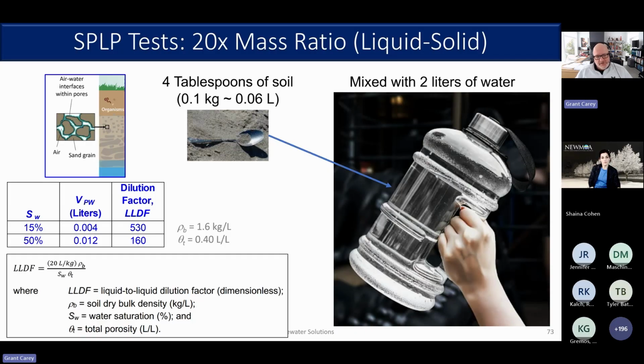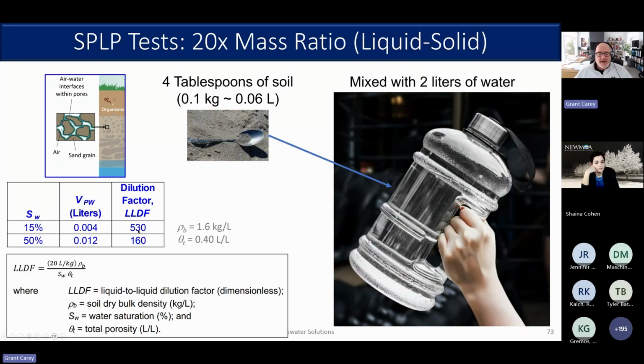So if you want to know what the dilution factor is, you have to look at what's the volume of liquid in the pore spaces in contact with 0.1 kilogram of soil. And that's the pore water that's in equilibrium with PFAS in soil. And that's a very small number. So if we look at, let's say we have 0.1 kilogram of soil, that's 0.06 liters of soil. If we look at a 15% water saturation, we only have 0.004 liters of pore water in equilibrium with that soil sample. And now we're taking that soil and putting it in a 2-liter jug.